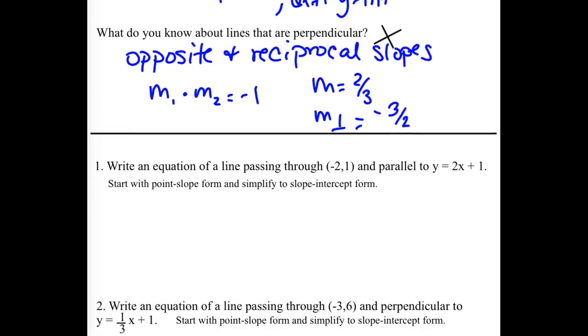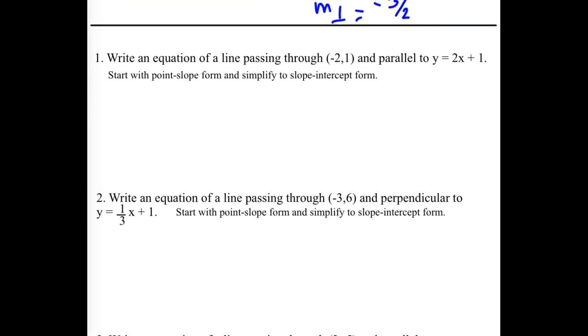So we're going to look at writing some equations for lines that are parallel and perpendicular to a given line. The first one says we want one that is parallel to y equals 2x plus 1, and it has to go through the point -2, 1. Most common mistake, students think they need to deal with that plus 1. It has nothing to do with what we need. We want a line that's parallel to that, which means it just has to have the same slope. It doesn't have to have the same y-intercept. So all we really have to get out of this equation is that it has a slope of 2.